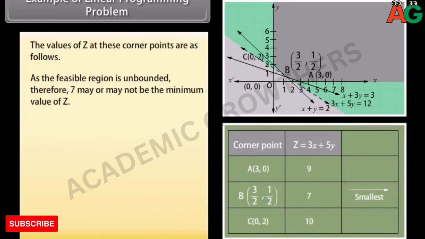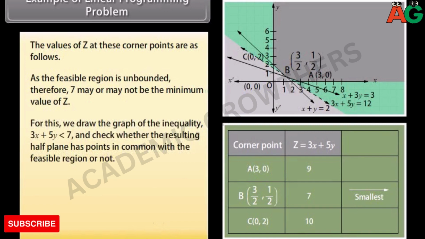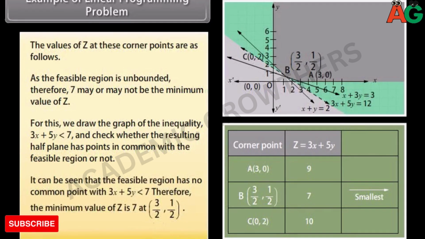As the feasible region is unbounded, 7 may or may not be the minimum value of z. For this, we draw the graph of the inequality 3x + 5y < 7 and check whether the resulting half plane has points in common with the feasible region or not. It can be seen that the feasible region has no common point with 3x + 5y < 7. Therefore, the minimum value of z is 7 at (3/2, 1/2).